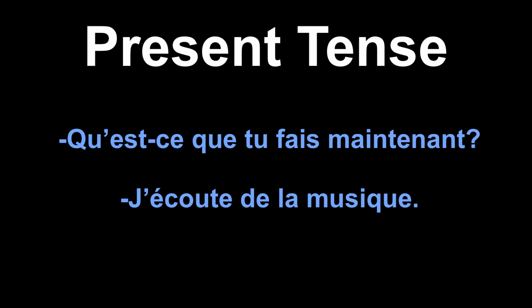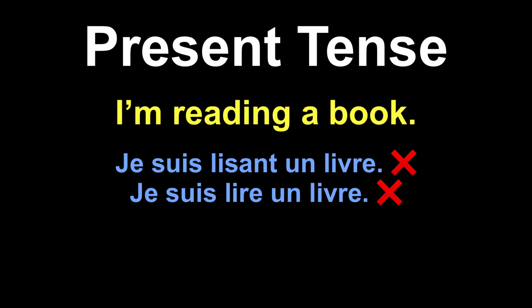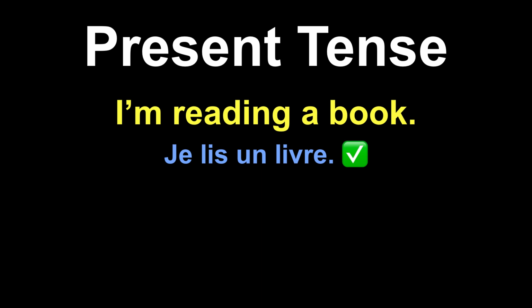So, when we're trying to express the idea that someone is doing something in French, we don't want to try to translate literally. We don't want to try to translate to be. So, I'm reading a book is not je suis lisant un livre or je suis lire un livre or something like that. Instead, we're going to put our main verb in the present tense, in this case, lire, to read. Je lis un livre. I'm reading a book.